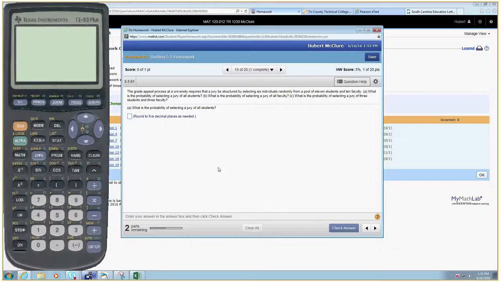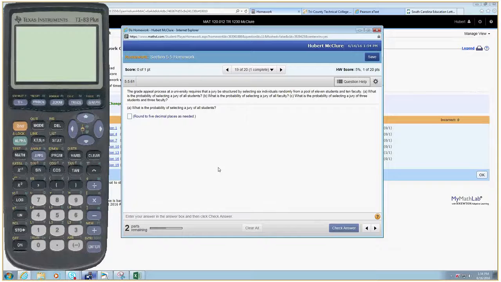So that would be a combination, because are we talking about order? No. So that would be 11 combination of 6 and 10 combination of 6. That's your total. Remember, in probability, you got to find your total first. What is the probability of selecting a jury of all students?